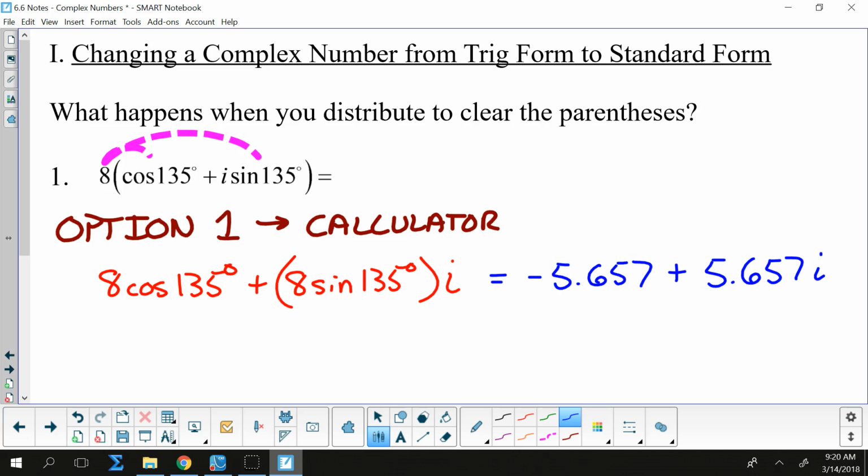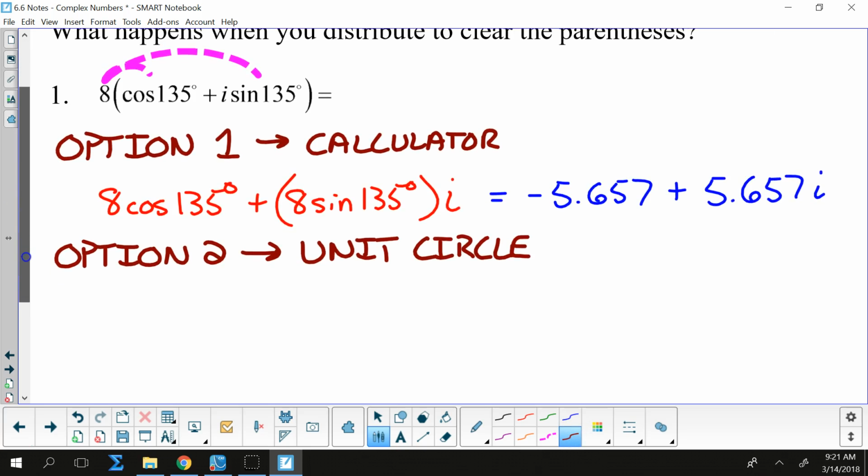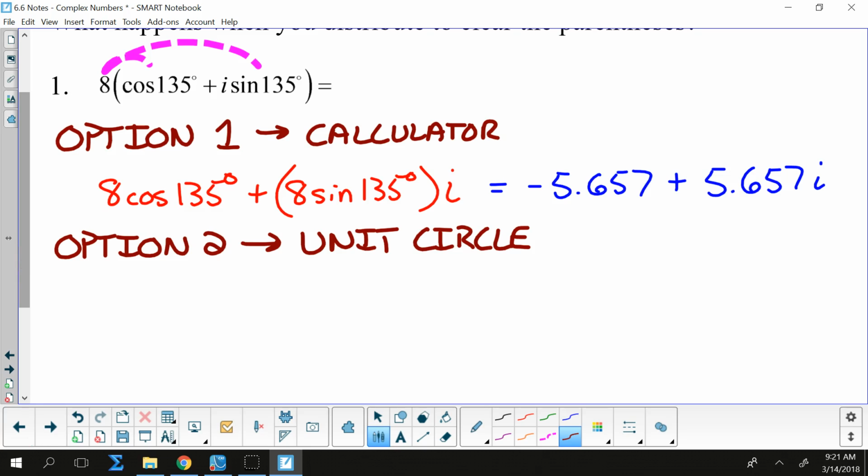What do you think option 2 is? The exact form. Yeah, exactly. So my option number 2 is the unit circle. 135 degrees is on the unit circle. So I can use the unit circle and be exact.